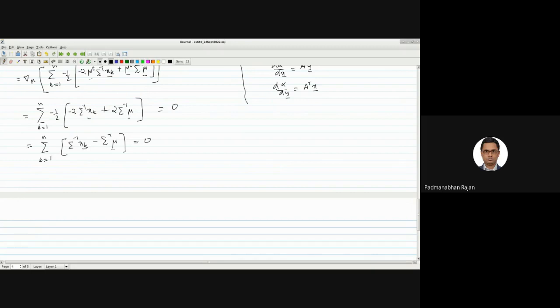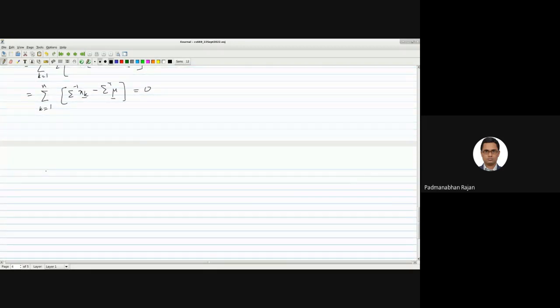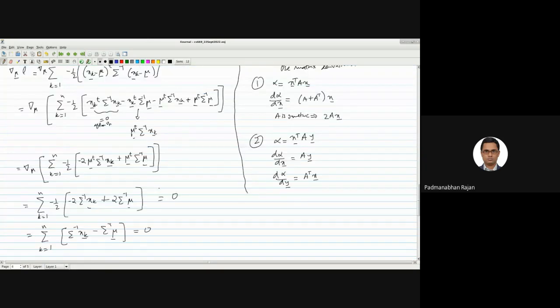Now what can I do? I can take the summation k equals 1 to n of sigma inverse xk equal to the summation k equals 1 to n of sigma inverse mu. Am I right? What are we doing? We want to find out, this is with respect to mu, right?